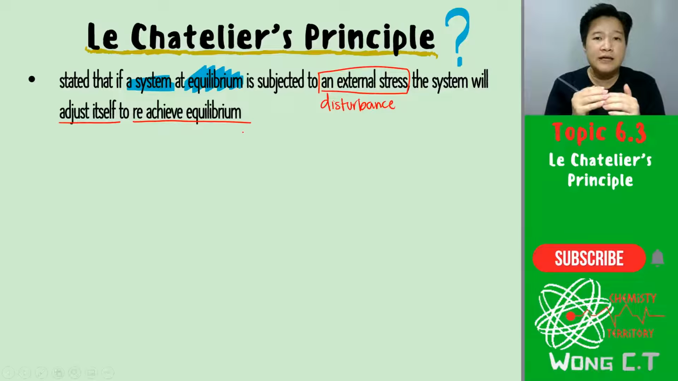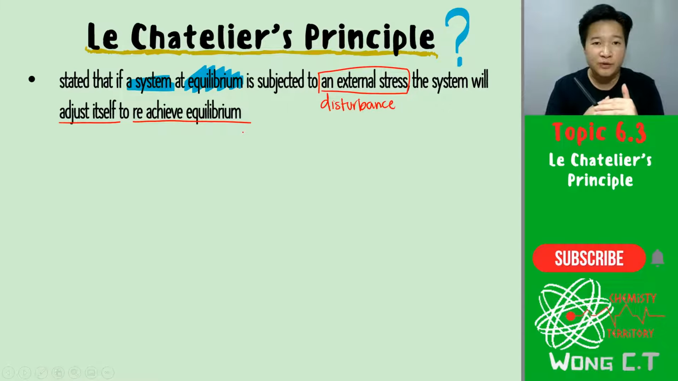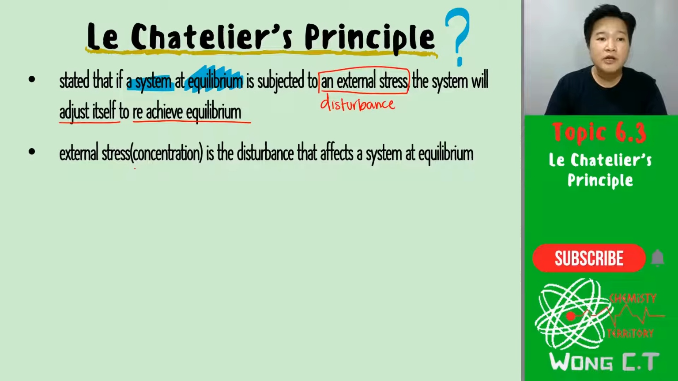At the end of the day, the most important thing in this video is that we want to maintain the equilibrium of the system. No matter what changes we make, the system will try to maintain the equilibrium. Today's video is about concentration, so your external stress or disturbance will be about concentration only. If you change the concentration, it will definitely affect the system that is already at equilibrium.